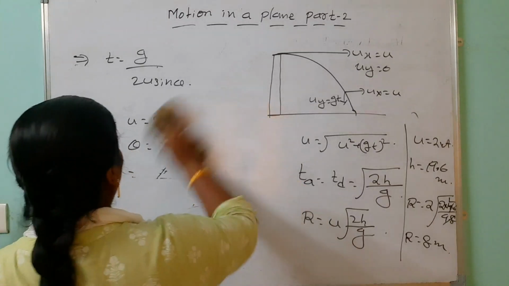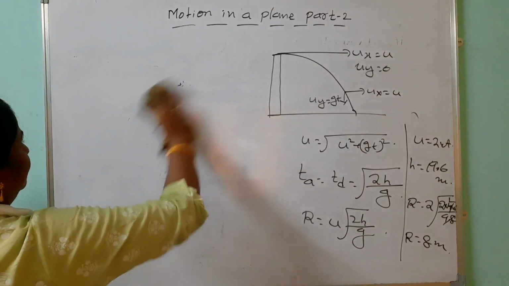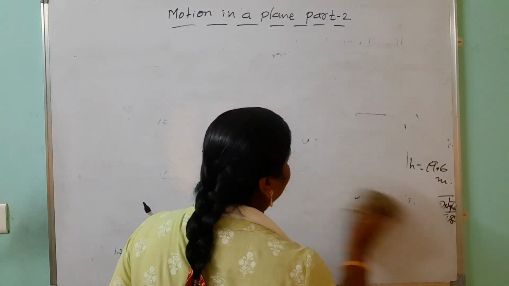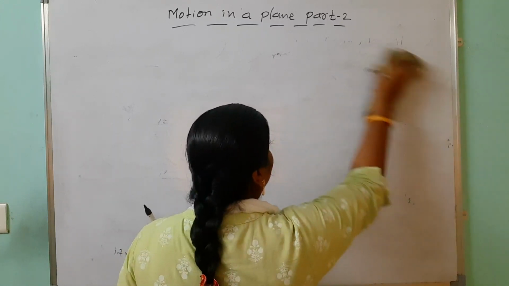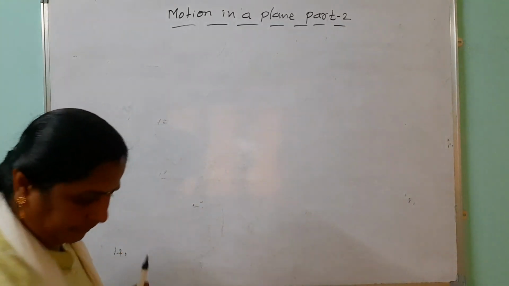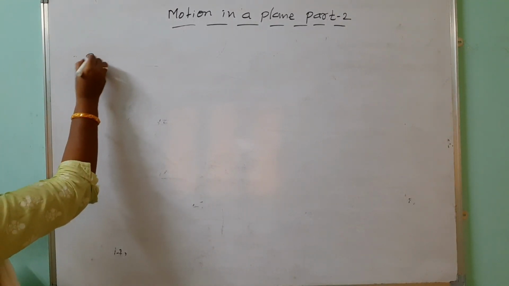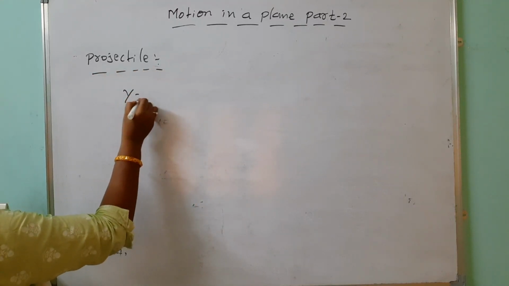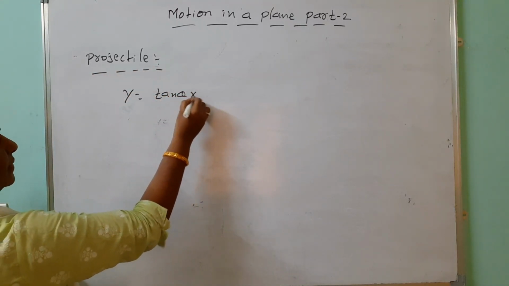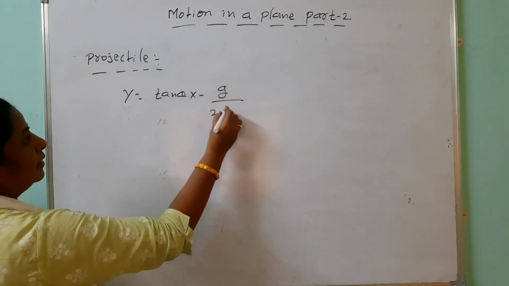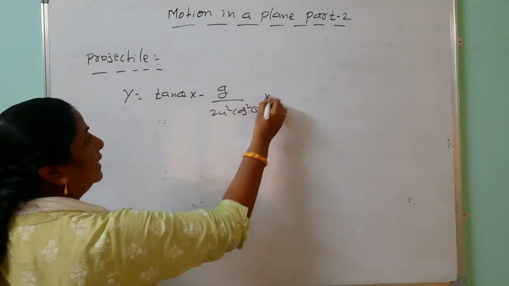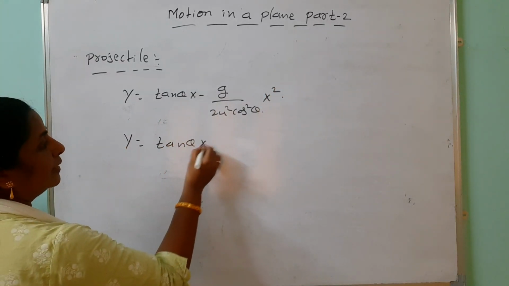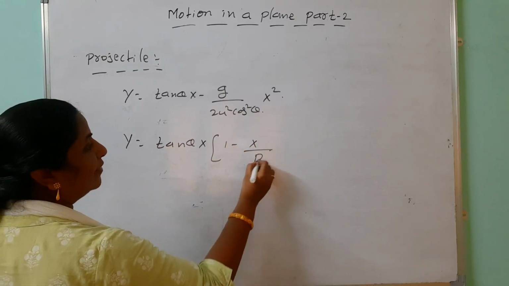Now I want to share with you one more problem belonging to this, based on the path of the projectile, y equals ax minus bx square. See, for a projectile you know that y equals tan theta x minus g by 2u square cos square theta into x square. Then when we take tan theta x common, we get 1 minus x by R.